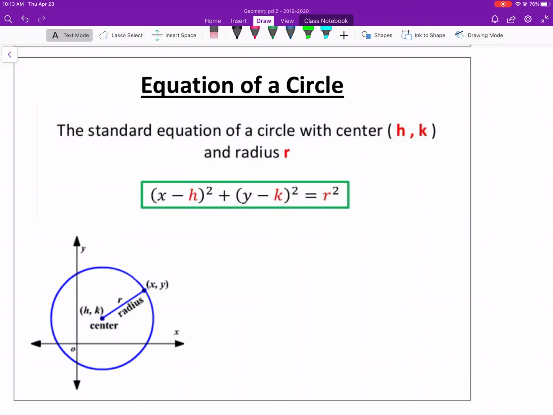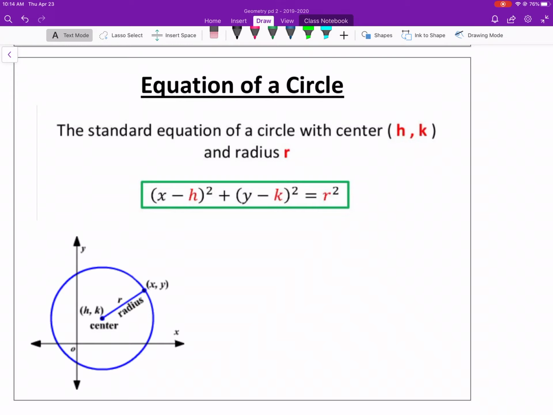All right, this says the standard equation of a circle with center h, k. They pick two random letters to represent the coordinates for the center point, and the radius r. All right, so it says x minus h squared plus y minus k squared is equal to r squared.